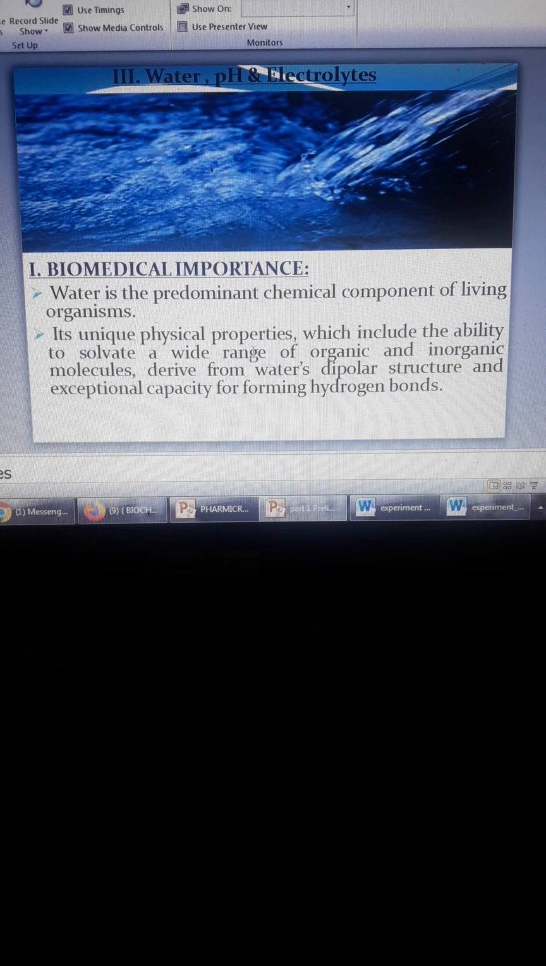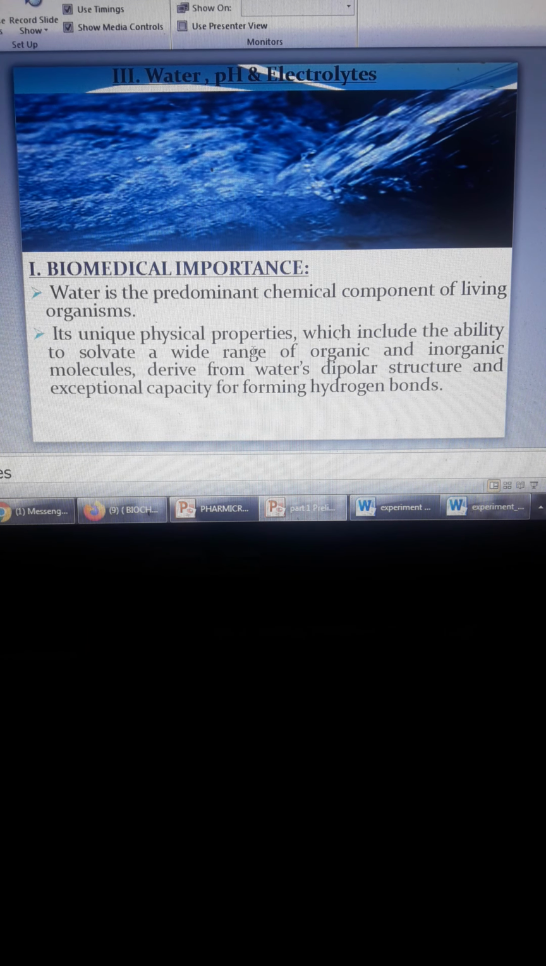To continue with our discussions, we go now to water, pH, and electrolytes. So, biomedical importance of water. Water is considered to be a predominant chemical component of living organisms because almost 3/4 of the earth is composed of water or occupied by water. It is a physical characteristic which has the ability to solvate.